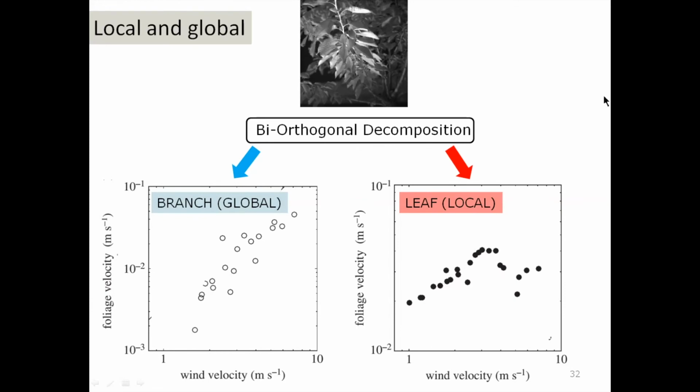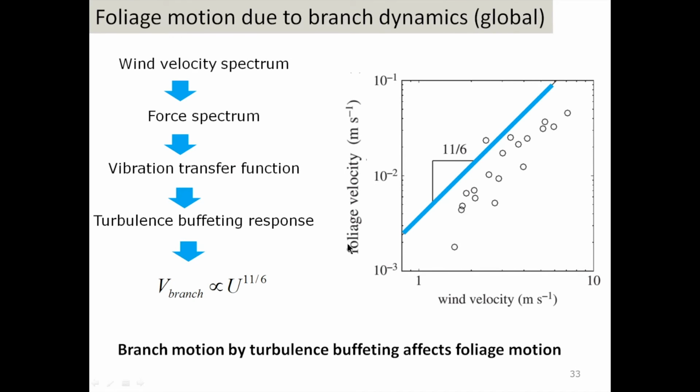So let's go into this a bit more. If you look at the foliage motion due to the branch dynamics, which is correlated on a large scale, you can try to compare this with what you would predict from a classical flow-structure interaction engineering procedure to estimate the motion from the wind velocity spectrum. So that's what we did. We used a force spectrum, rather classical. We used the vibration transfer function of the beams. We measured the branches.